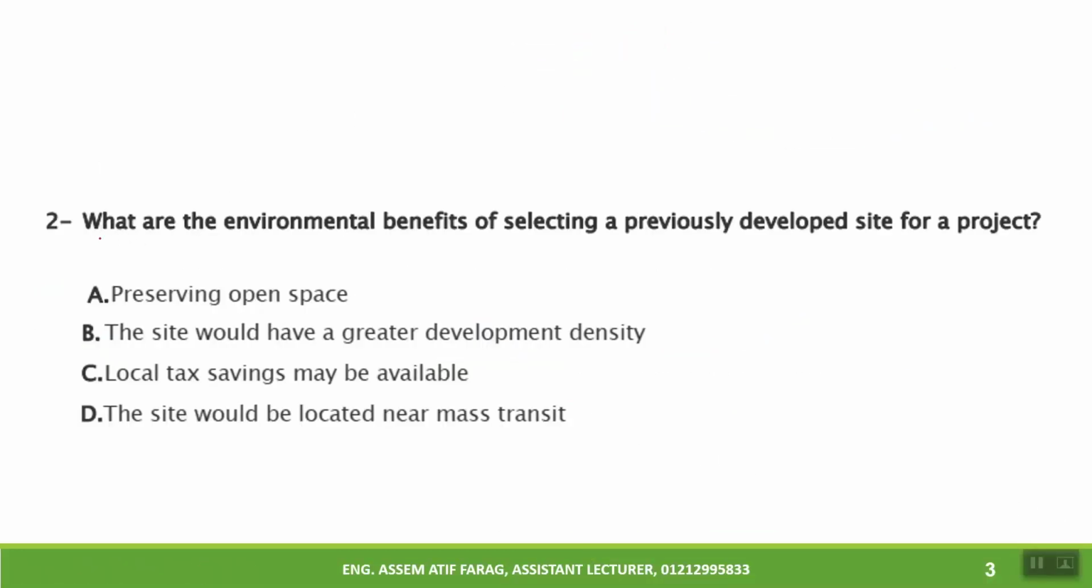The second question says, what are the environmental benefits of selecting a previously developed site for a project? Preserving open space. Open space is another meaning for green fields, which is one of the most important words in the LEED exam. Green fields can be defined as a site that is undeveloped in a natural state or has been used for agriculture. LEED does not prefer to build on green fields, but to use previously developed lands instead. Preserving green fields means more open space will be available. Then this answer is a right answer.